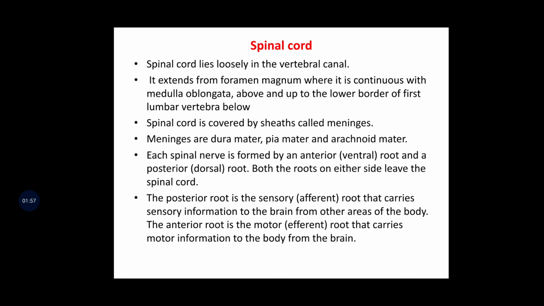So each spinal nerve, originating from the spinal cord, is formed by an anterior root and a posterior or dorsal root, and both the roots on either side leave the spinal cord. The posterior root is the sensory or the afferent root. Afferent or sensory means that it carries the sensations, and the anterior is the motor. Motor means it carries the motor information to the body from the brain. So, the posterior carries the sensation, and the anterior one is the motor, which carries the motor information.